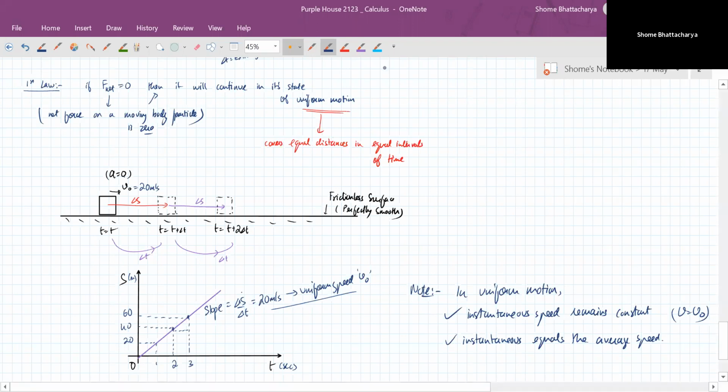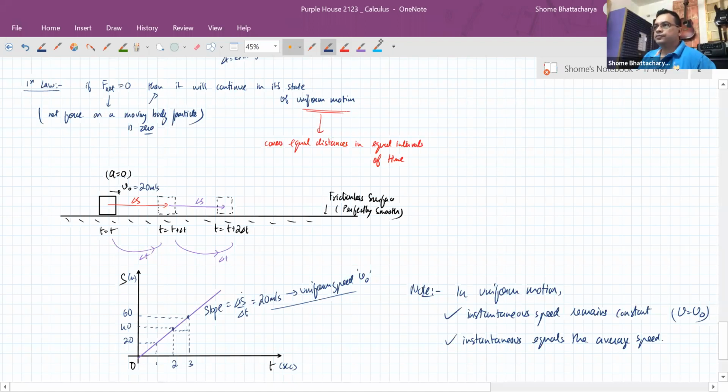Okay, so hope this example is clear. Just a minute, sir. Okay. So Manav, to explain the answer to your question of why the instantaneous speed equals the average speed, let's look at the graph in a little bit more detail.